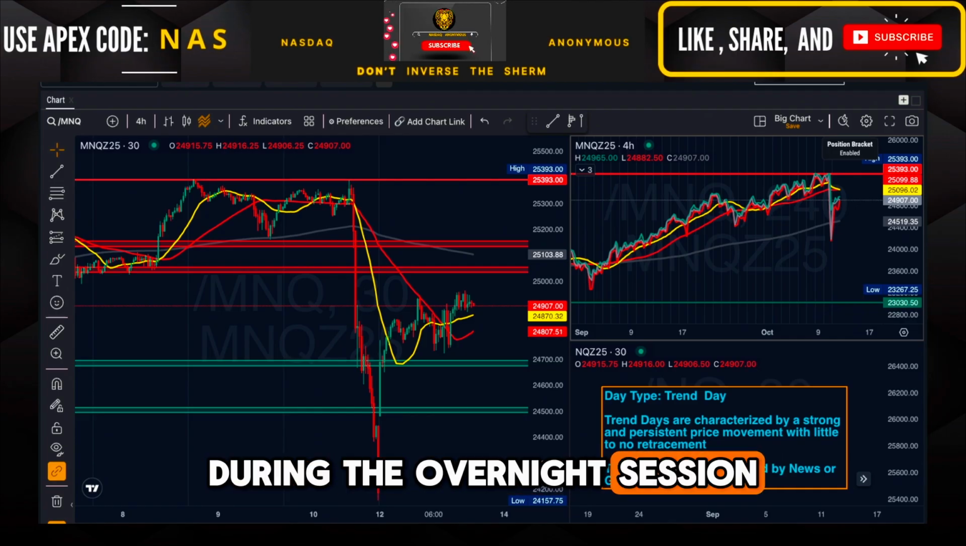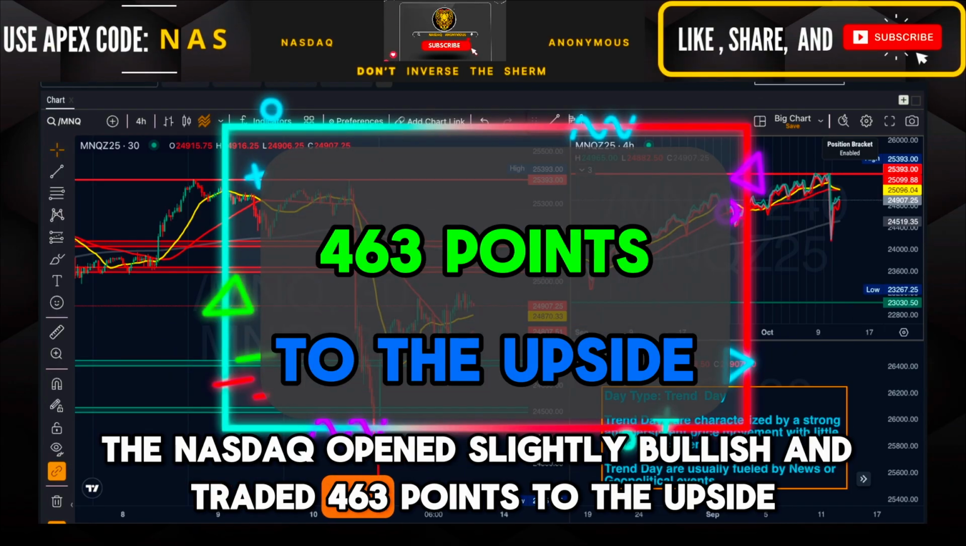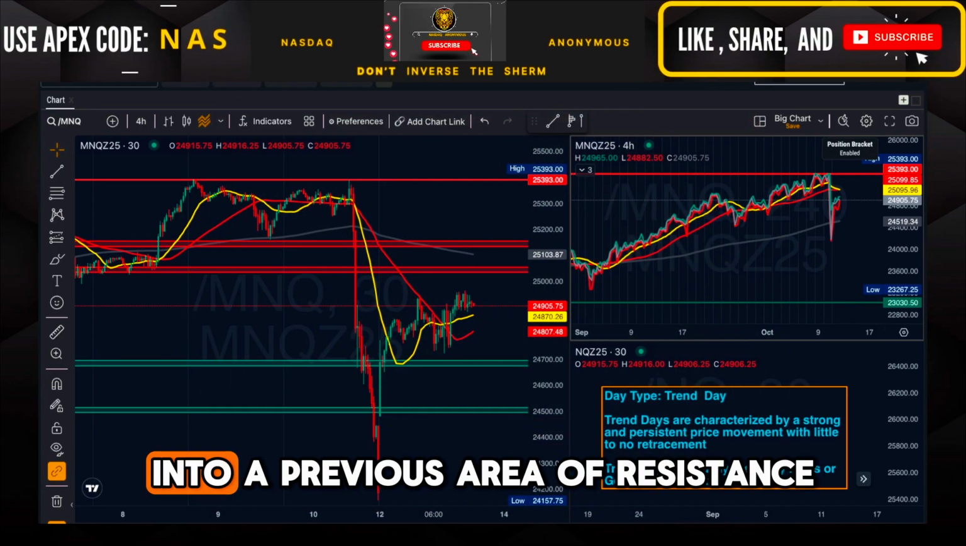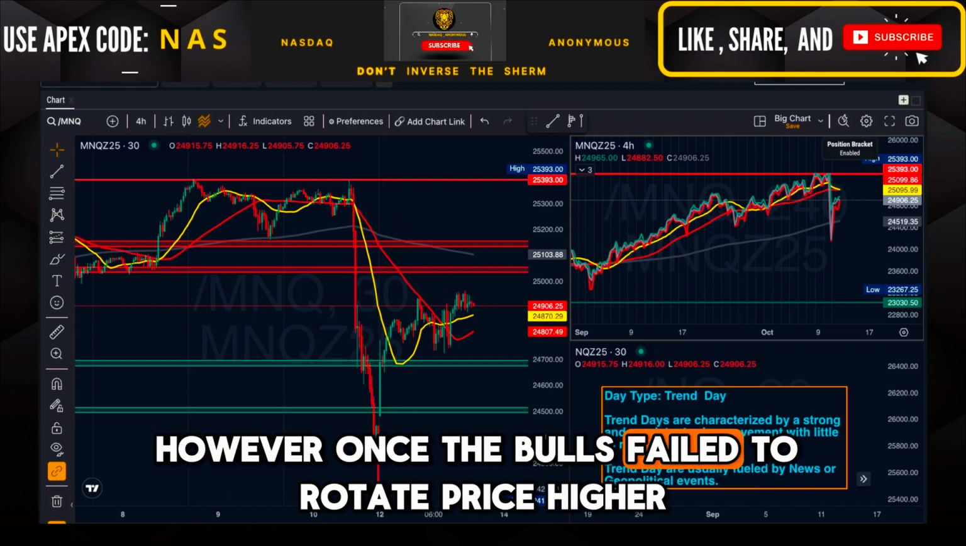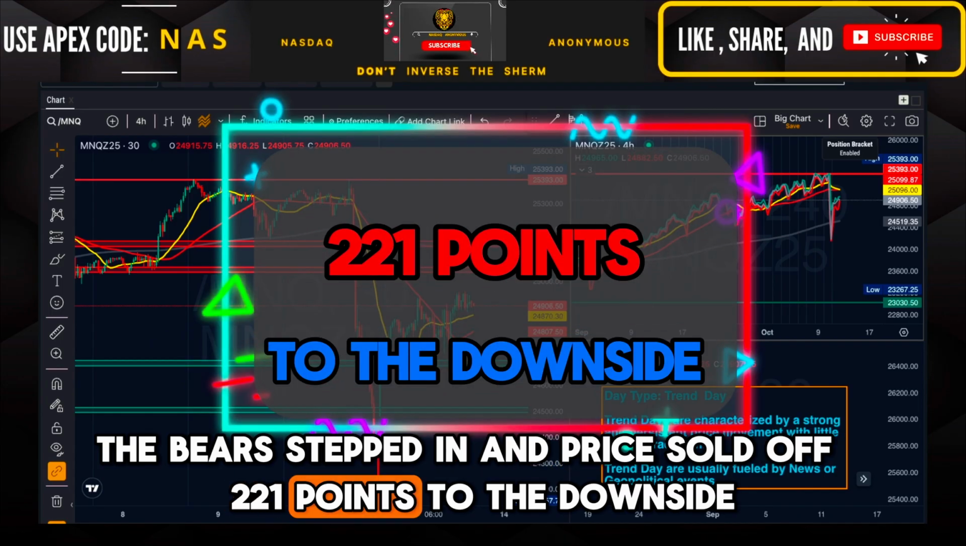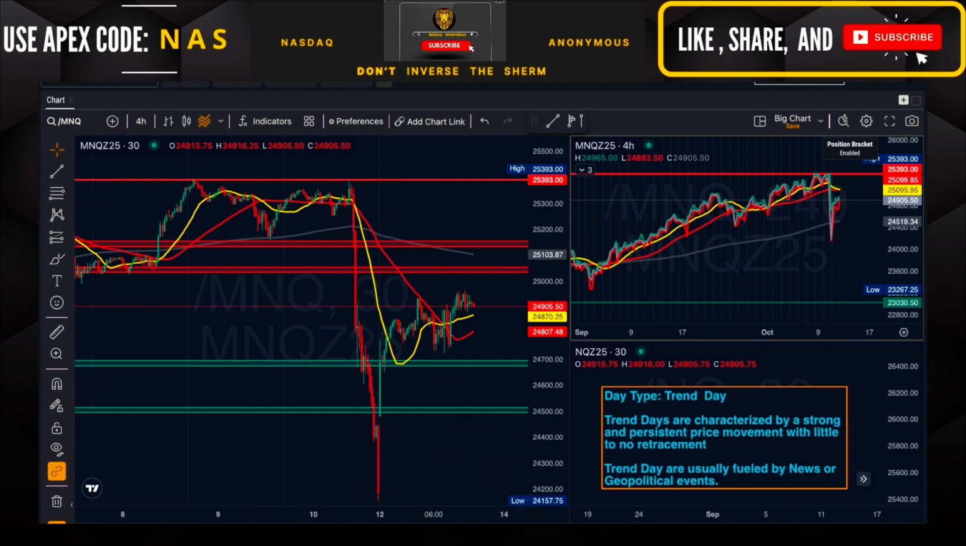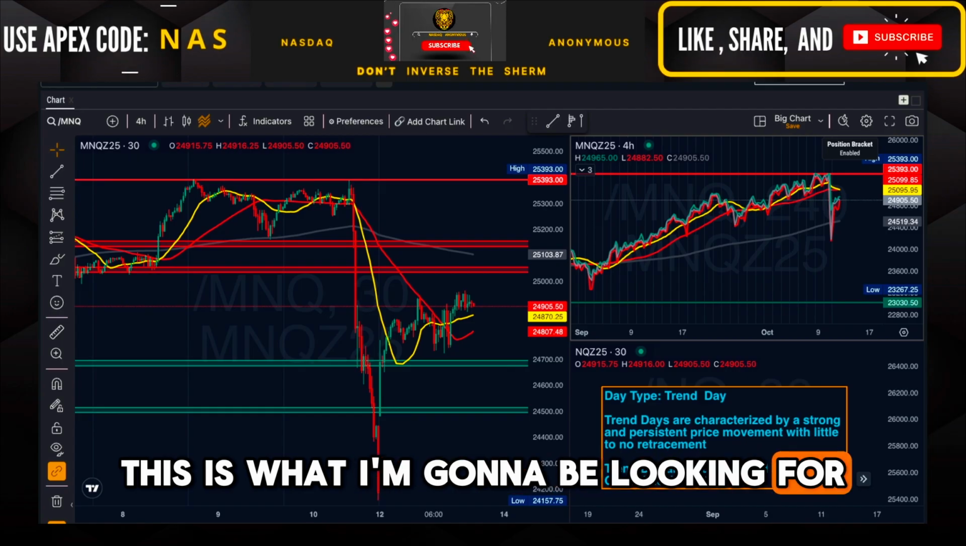During the overnight session, the Nasdaq opened slightly bullish and traded 463 points to the upside into a previous area of resistance. However, once the bulls failed to rotate price higher, the bears stepped in and price sold off 221 points to the downside, seeing a 241 point bounce going into the close of the session. And based on this price action, this is what I'm going to be looking for.